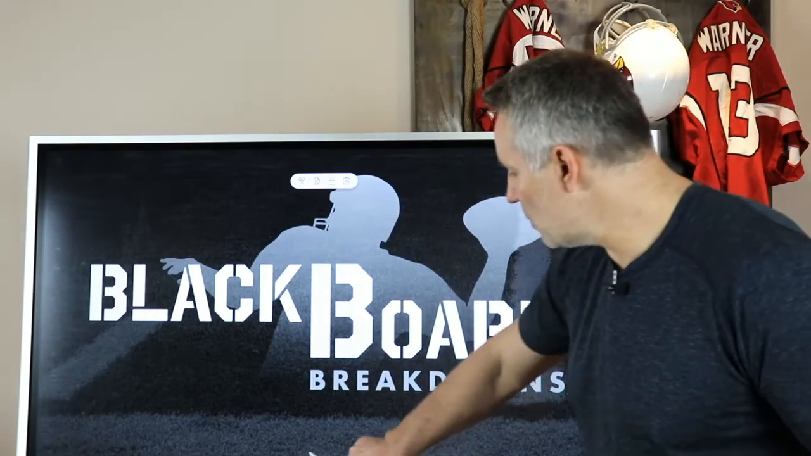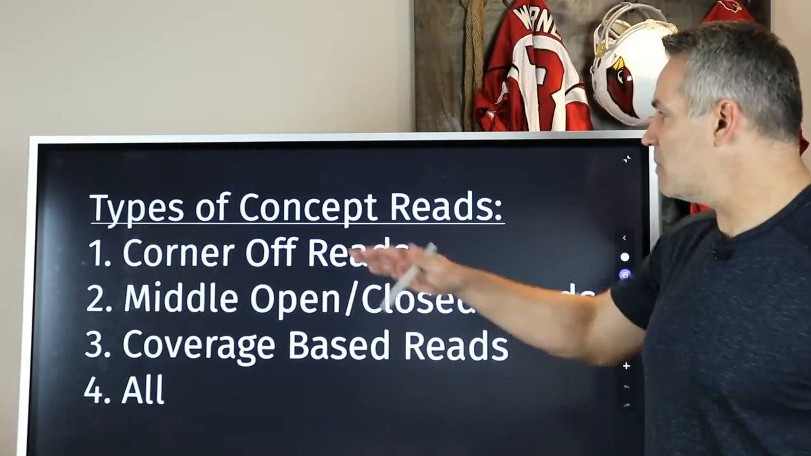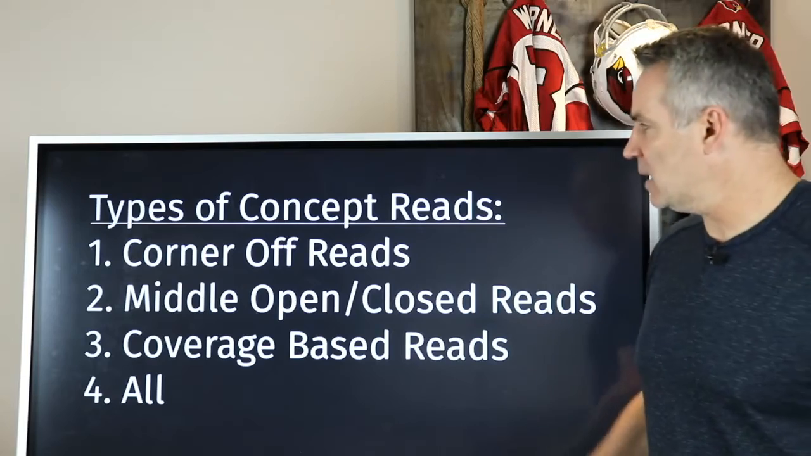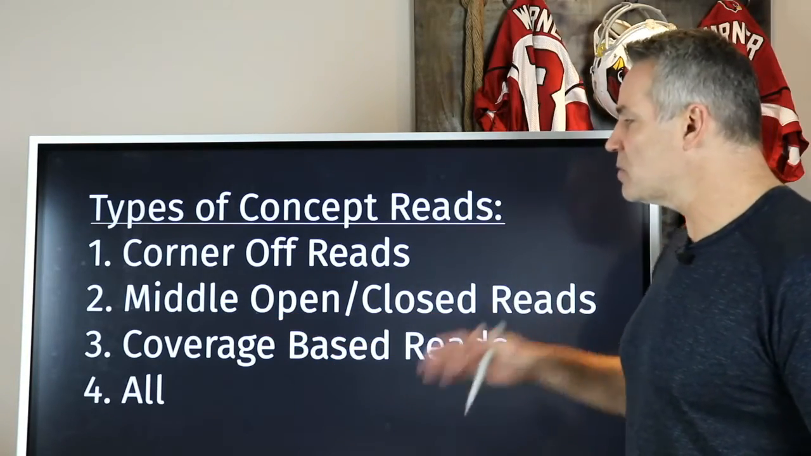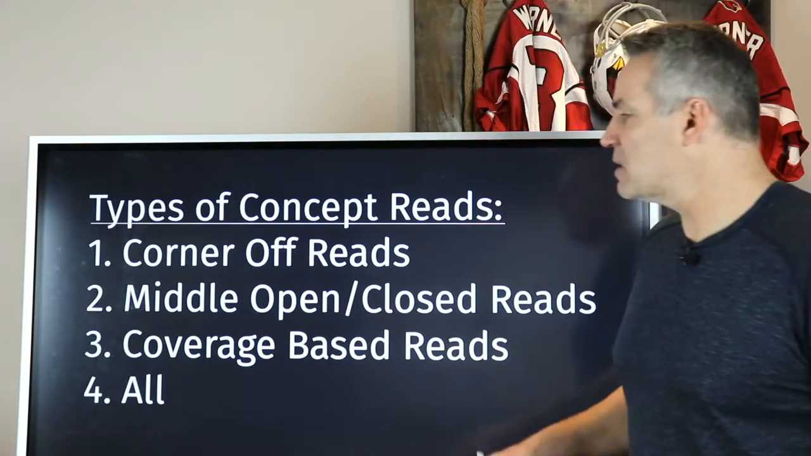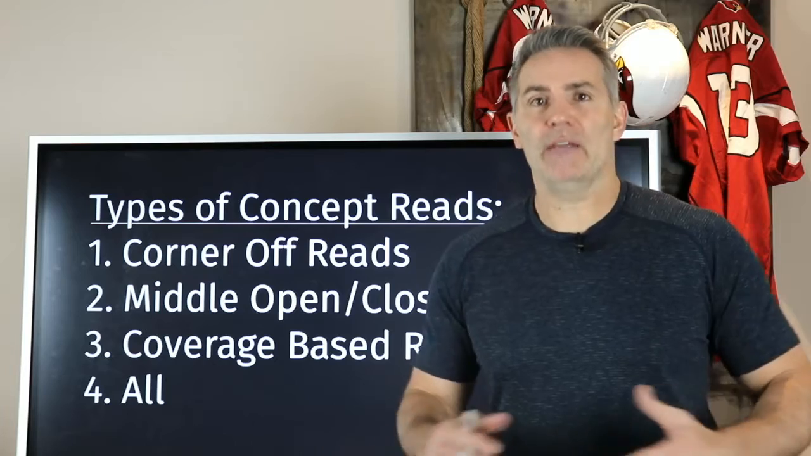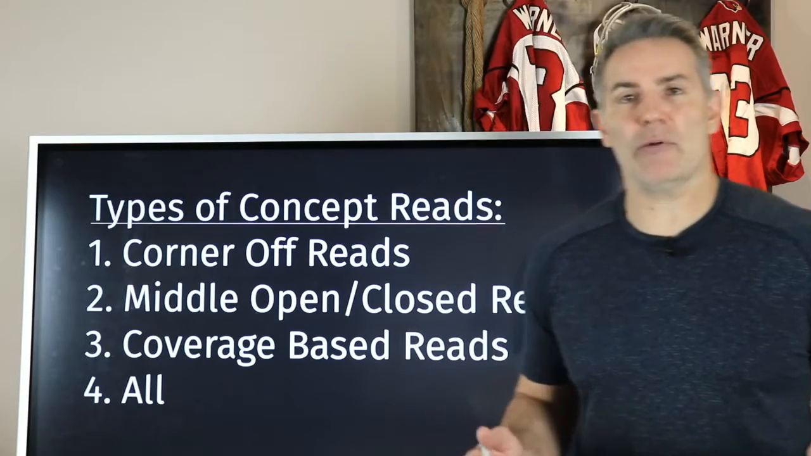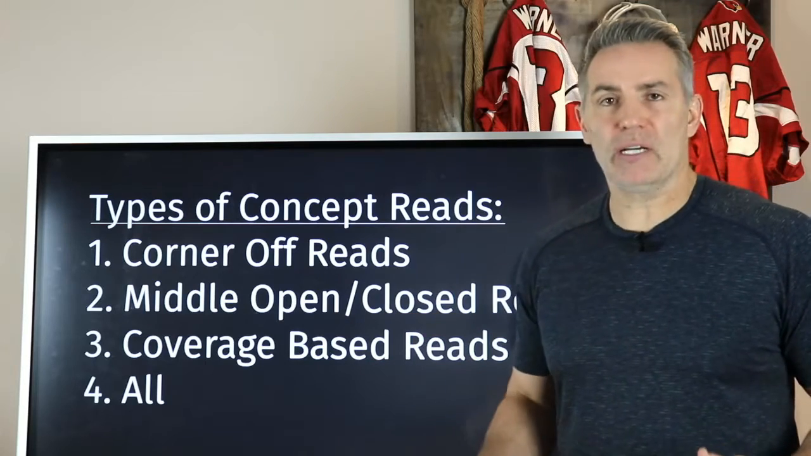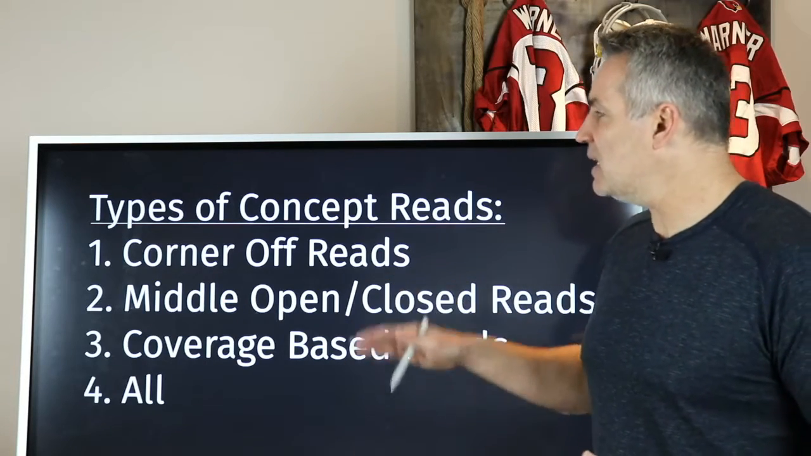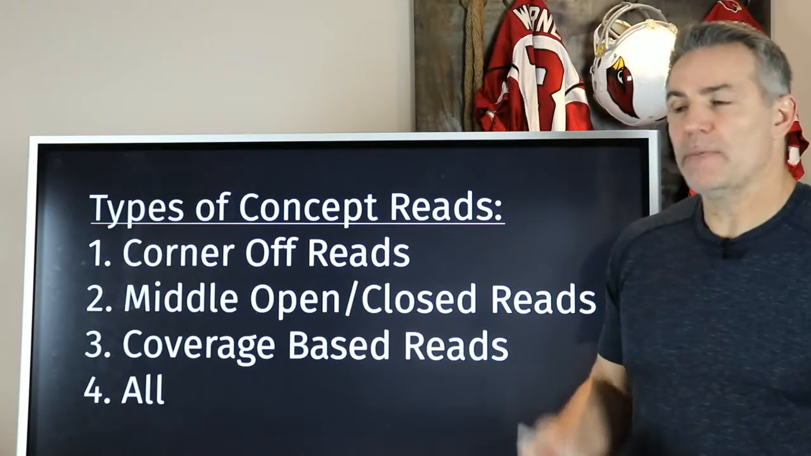You guys will remember that when we look at different concepts, we break them down by different kinds of concept reads: corner off reads, middle open or middle closed reads, coverage-based reads, or all. All is obviously a play that can be read or used against any coverage that we see, but most plays aren't like that. So when we look at different concepts, we've got to figure out exactly what we want to use them against. And these are the different ways that I break it down.